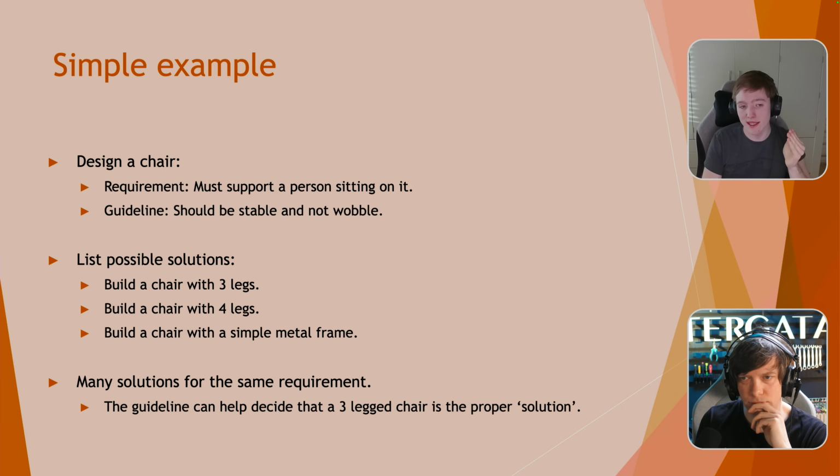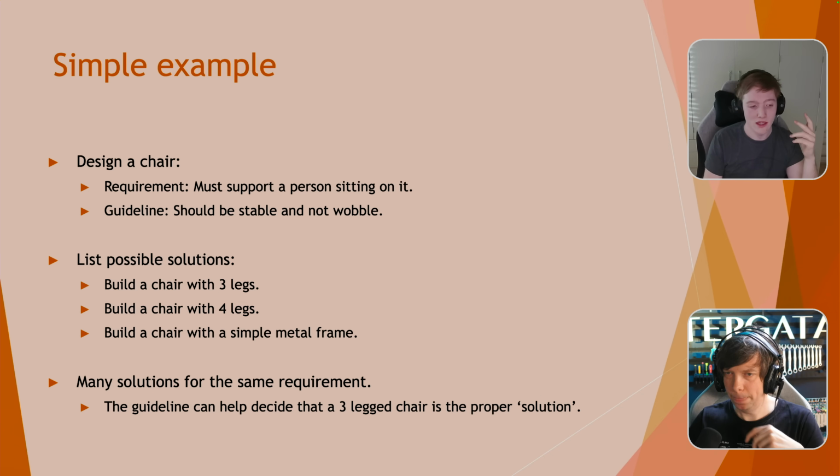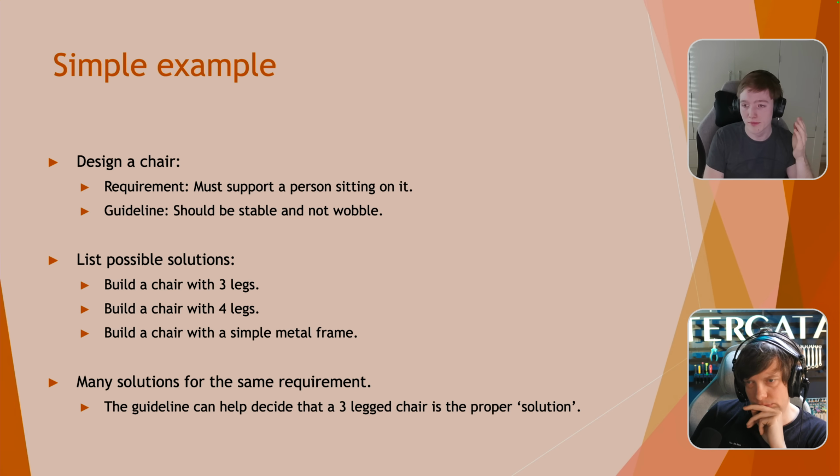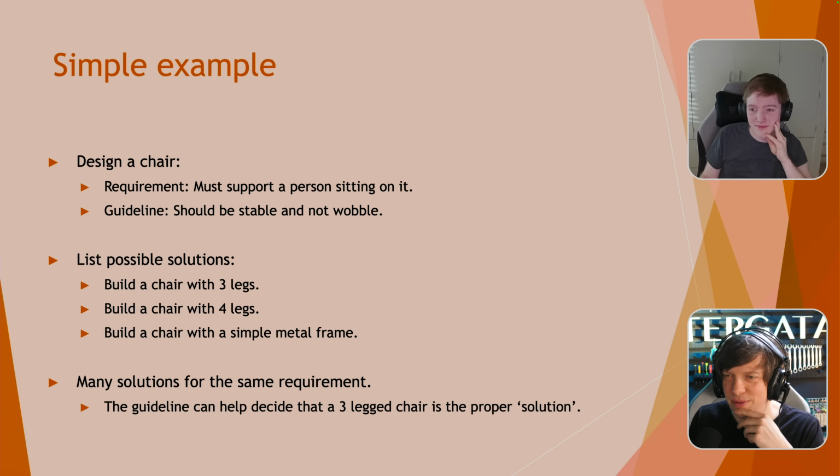Now, there are some possible ways that we can satisfy the requirement. We can build a chair with 3 legs. We can build one with 4 legs. We can build one with just a simple metal frame. But there are 3 different ways that we can build a chair that can support a person sitting on it, right? Now, the guideline would help us determine that using a 3-legged chair would be the best solution for our case here. And a 3-legged chair never wobbles. That's why Jimmy DeResta builds 3 legs for his metalworking machines sometimes. Exactly. I've seen that, yes. It's all on a 3 points define a plane. Yeah. On an uneven floor, that's a really great go-to.